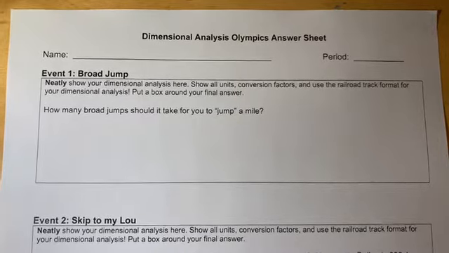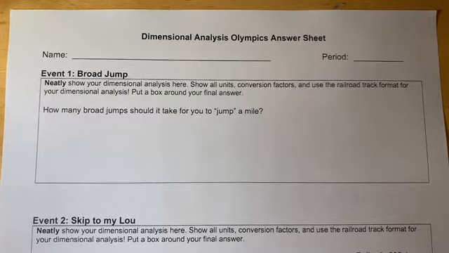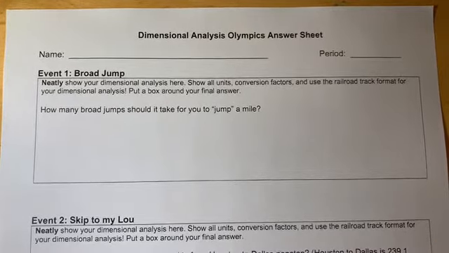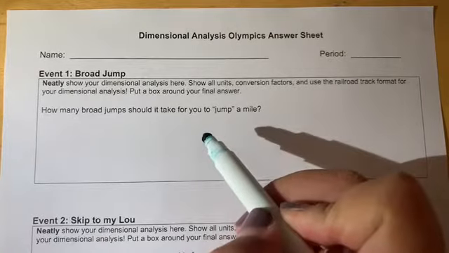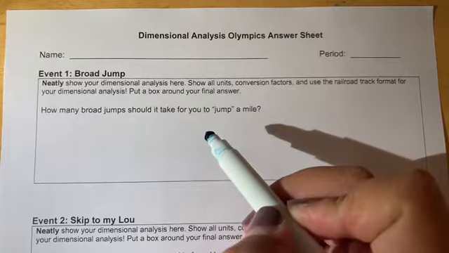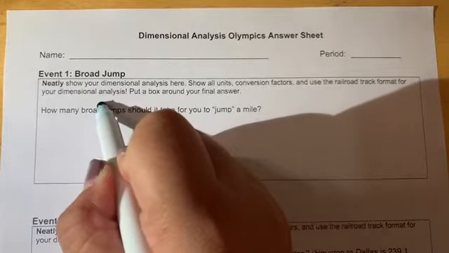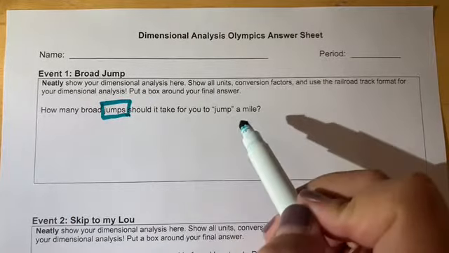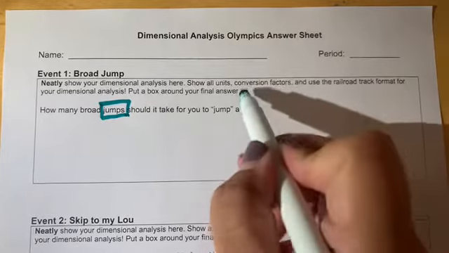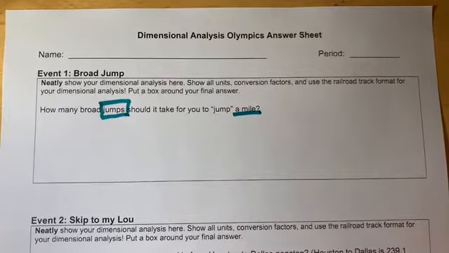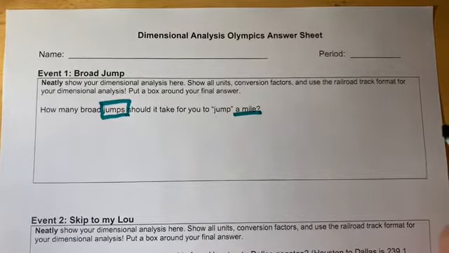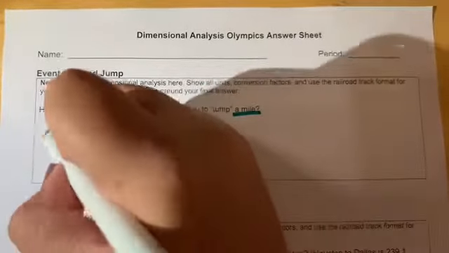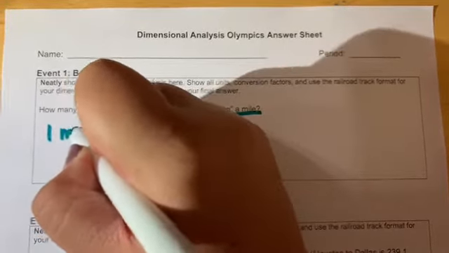Always start off with identifying what you have been given, and then ask yourself, what are you trying to find? In this problem, we are asked to look for how many broad jumps. So I'm just going to box in jumps because that's what we're looking for: how many jumps it would take to jump a mile. Technically a mile is going to be our given value, and whatever your given value is, that is where you start your dimensional analysis. So I'm going to write 1 mile.